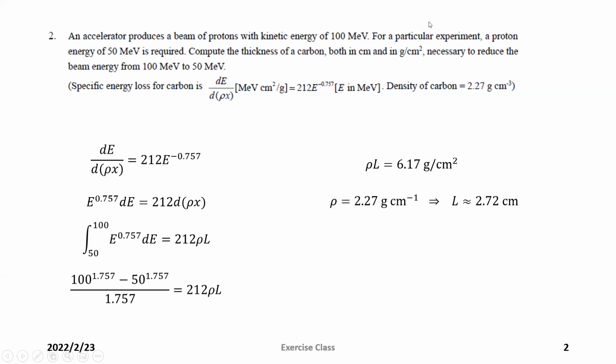And here we are also given the density of carbon. And actually, here carbon refers to graphite. So the density is 2.27 gram per cm cube. So we can use this value and divide this number by the density, and then we can get the actual thickness in centimeters.